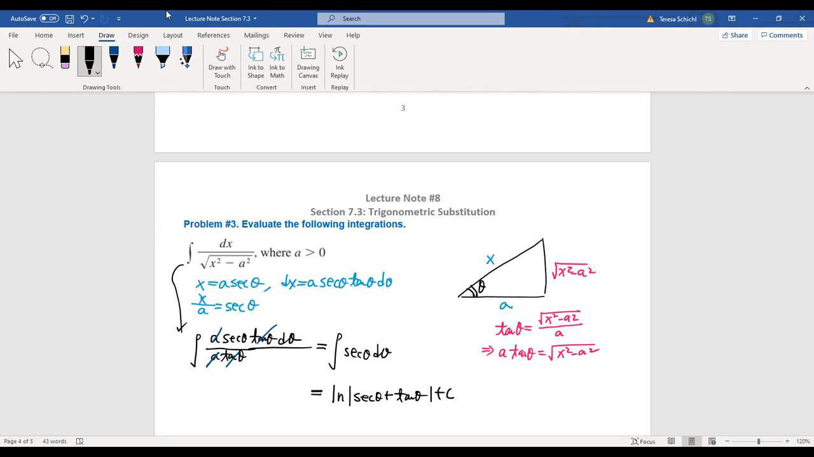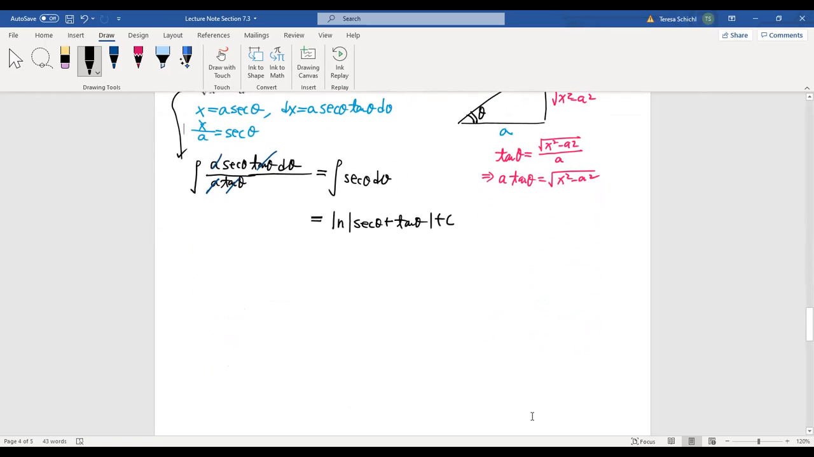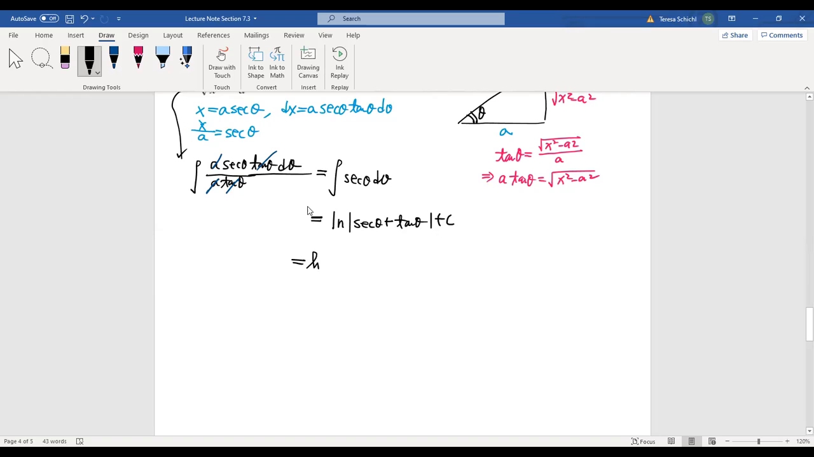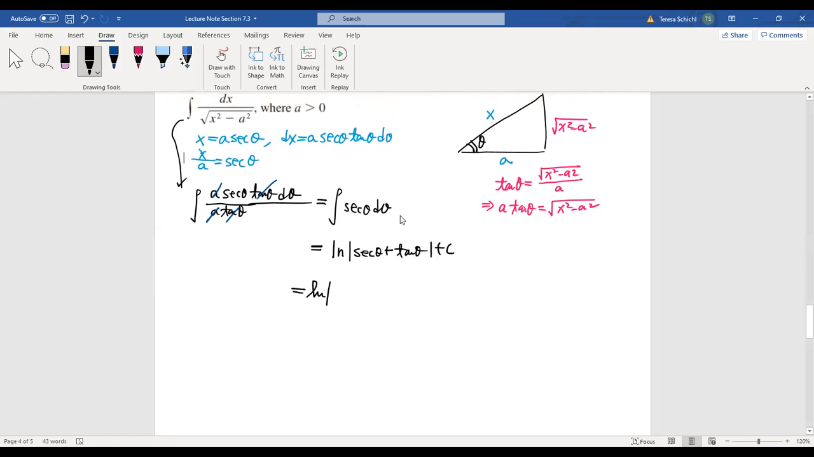And now, because remember everything we start with x, so we need to transfer back to x. Okay, so now let's take a look. So this will be the natural log of secant theta, right? So take a look at our triangles here. Secant is the hypotenuse over adjacent.